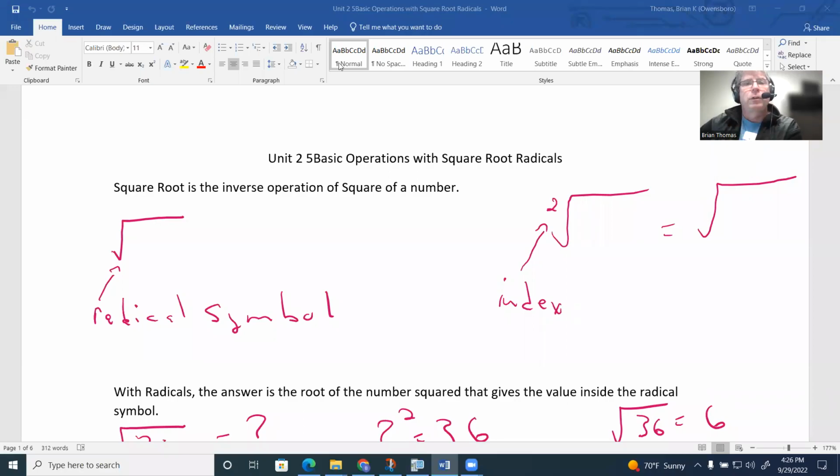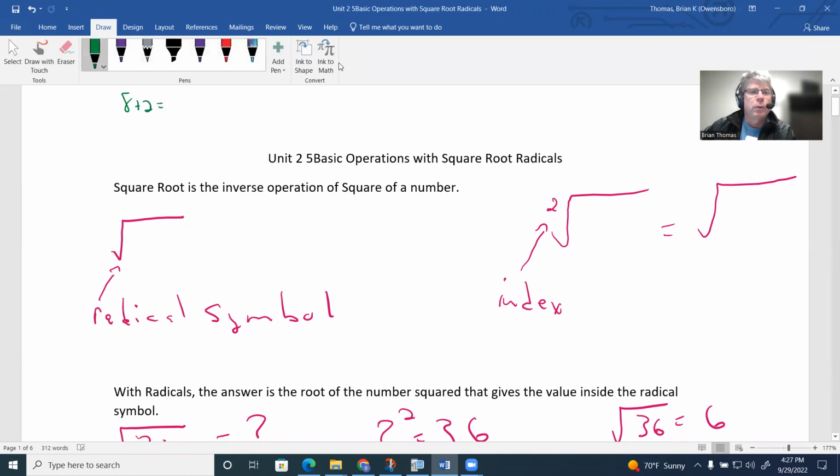As we move into the next lesson, we're going to look at some basic operations with square root radicals. Remember, in math we have these inverse operations. If I have 8 plus 2, we would say that's 10. Inversely, which means going backwards, I can create a subtraction statement. So I could say 10 take away 2 is equal to 8.